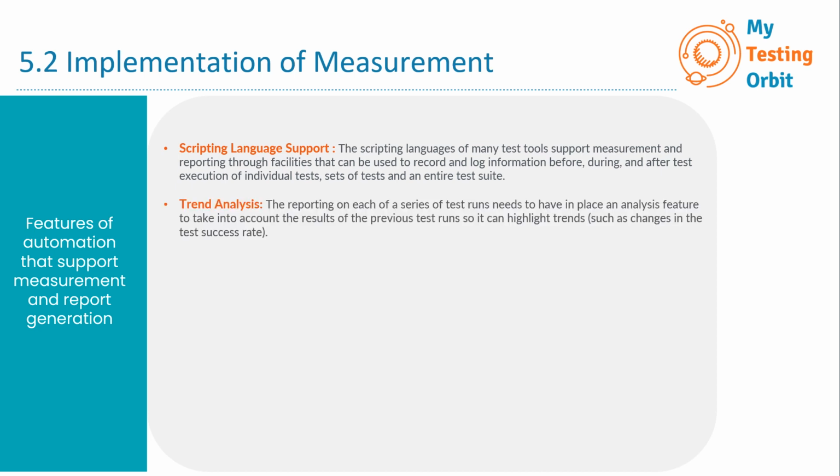Next, we have trend analysis. The reporting on each of a series of test runs needs to have in place an analysis feature to take into account the results of the previous test runs so it can highlight trends such as changes in the test success rate. So to make your reports more insightful, you should have an analysis feature in place. This feature should be capable of looking at the history of test runs to identify the trends. For instance, it can highlight changes in the success rate of your test over the time.